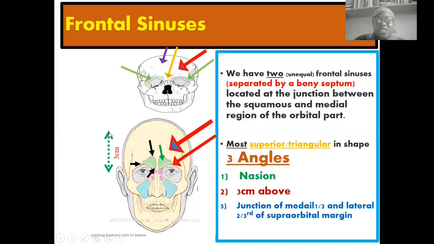Then you now go to the junction where you have the medial 1/3 and the lateral 2/3 here around the supraorbital margin. If you try to join these 3 spots together, you are going to see a triangular projection. And this is how the surface marking of the frontal sinus can be done. So this is how the configuration of the frontal sinus is.